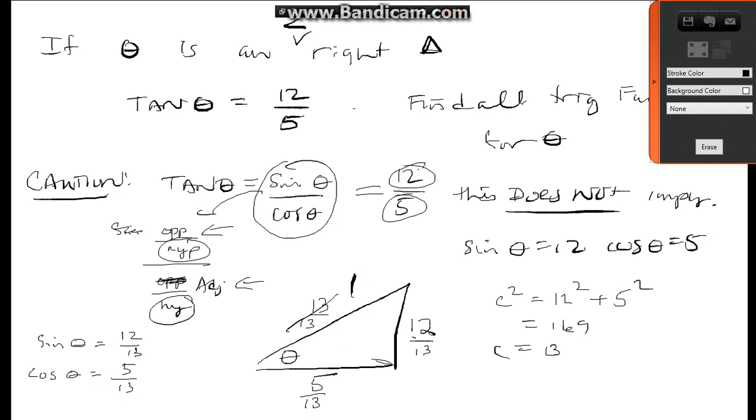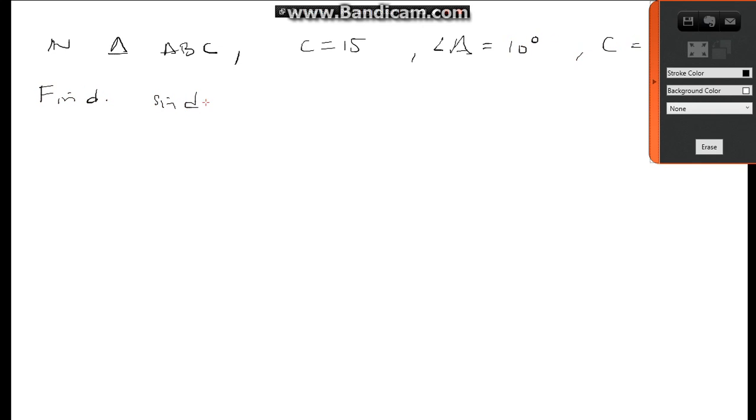Now, sometimes we don't know the exact values of certain angles. And when this happens, we're going to have to use what we know to manipulate certain things. So for example, let's say in triangle ABC, let's let c equal 15, angle A equal 10 degrees, and let's let C equal 90. Now, why is it important to give you that C equals 90? Because it's a right triangle. They want you to find side b.